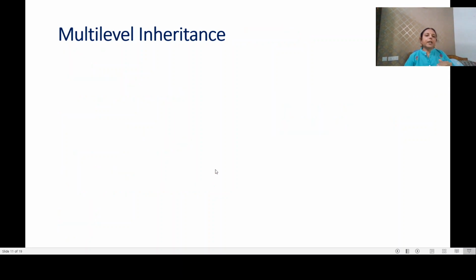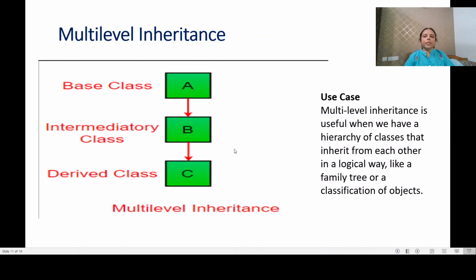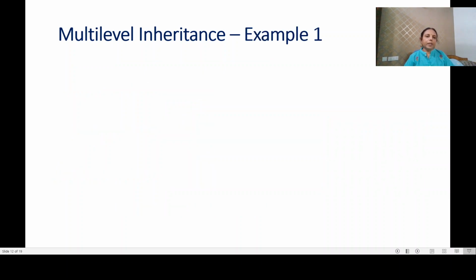Next is multi-level. Multi-level means you have a parent, a child. Next level, this child becomes a parent. So this is an example. A is the base class, B is the child of A, and C is the child of B. Okay, so this is called multi-level inheritance. This is useful when we want to have a hierarchy of classes that inherit from each other. Okay, it is like a family tree.